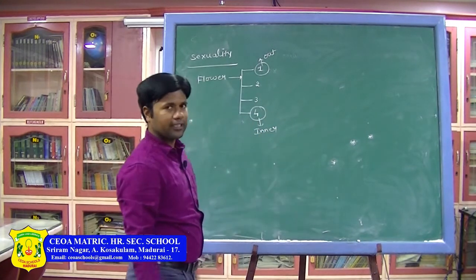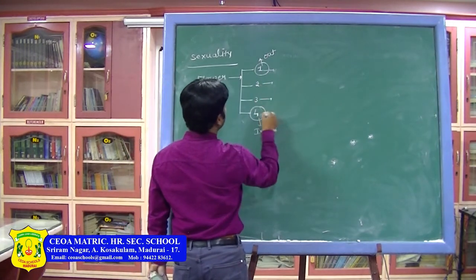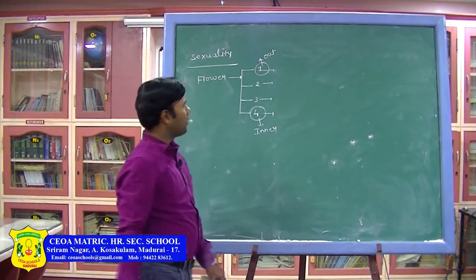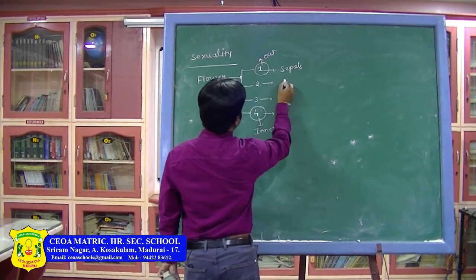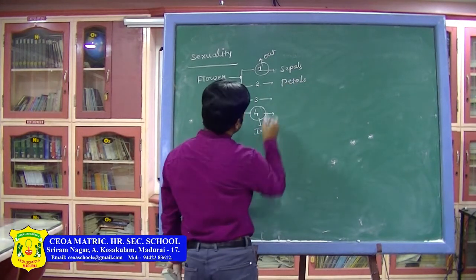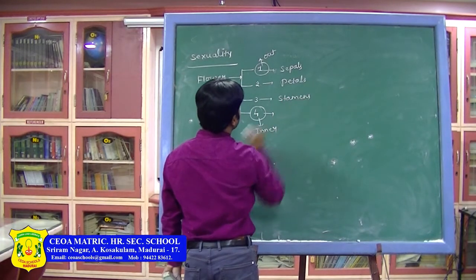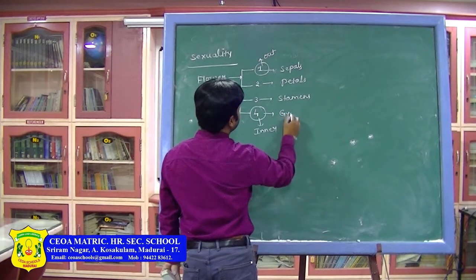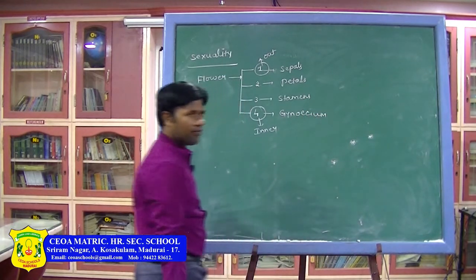It will be discussed in the next class clearly. First let us see what the different whorls are. Whorl is nothing but a row. First one is sepal, that is calyx. Second one is petal, these are called corolla. Third one is stamen or androecium. Fourth one is gynoecium. These are the different whorls of a flower.